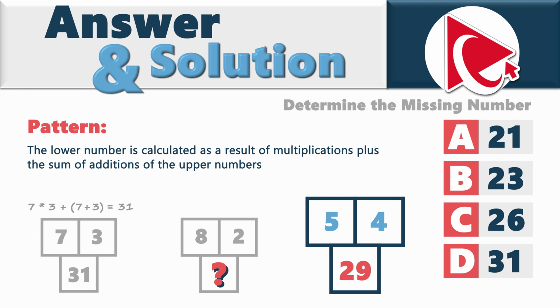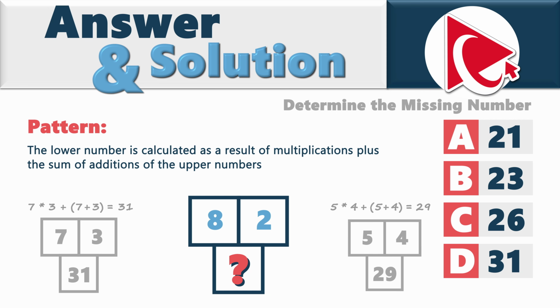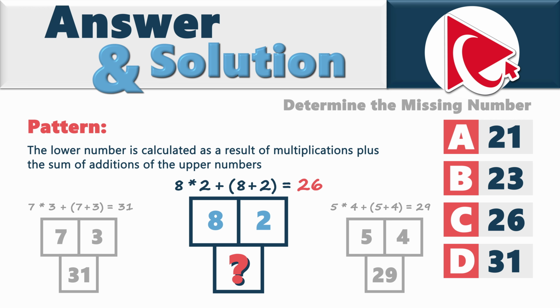Let's look at the second group. 5 multiplied by 4 plus 5 plus 4 equals 29. Now we can calculate the missing number. 8 multiplied by 2 plus 8 plus 2 equals 26. So the correct answer here is choice C, 26.